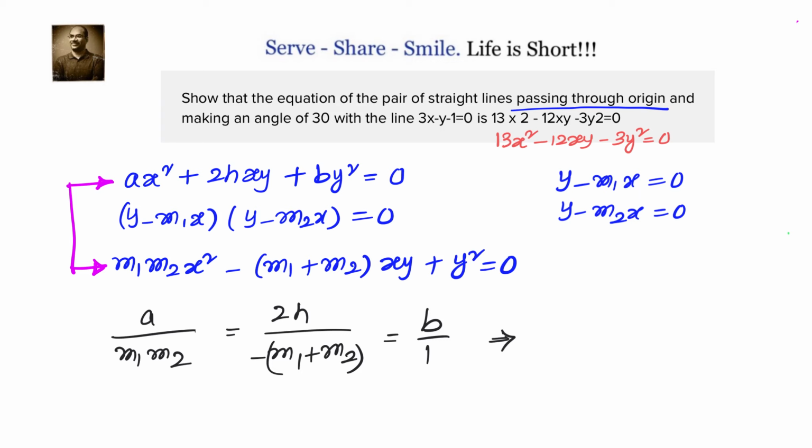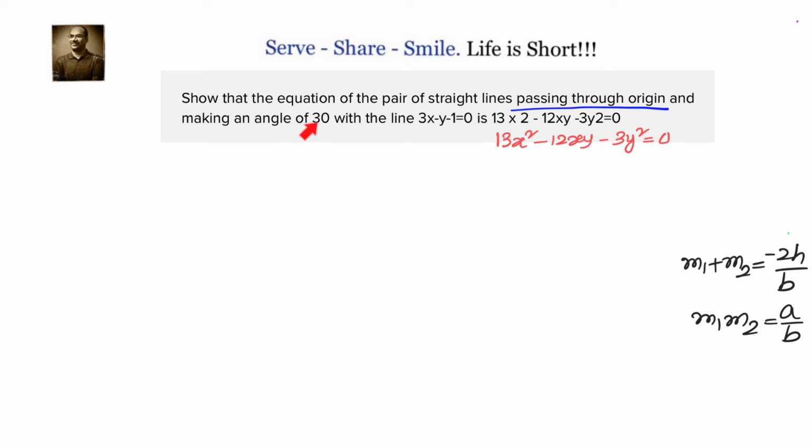Now from this we can get a relation between m1 and m2. One relation we get is m1 plus m2 equals minus 2h by b. Another one we get is m1 m2 equals a by b. Now let us say that the slope of one of the lines is m, and another line is given by 3x minus y minus 1 equals 0, and the angle between them is 30 degrees.